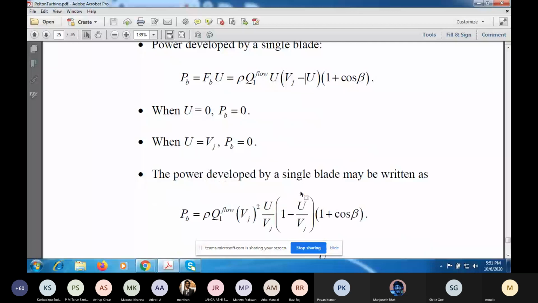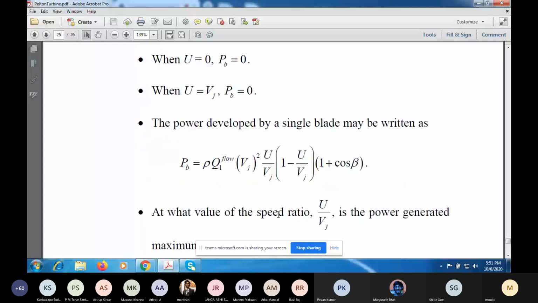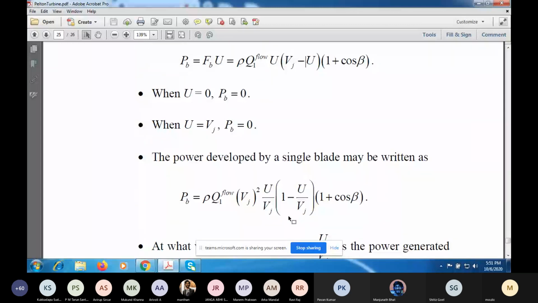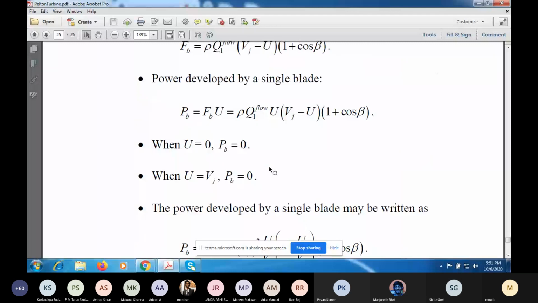Now if you wish, I can factor out a Vj square, multiply and divide by Vj. So I can write this as U by Vj, and this Vj by Vj will be 1. So you'll have 1 minus U by Vj. So you have a non-dimensional parameter which you may call the speed ratio. Now you tell me, suppose Vj is fixed and U is fixed. For what angle will this expression give you the maximum power?